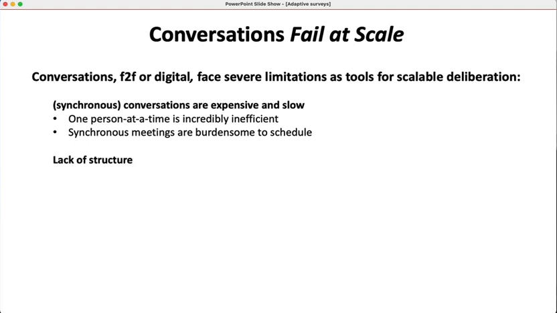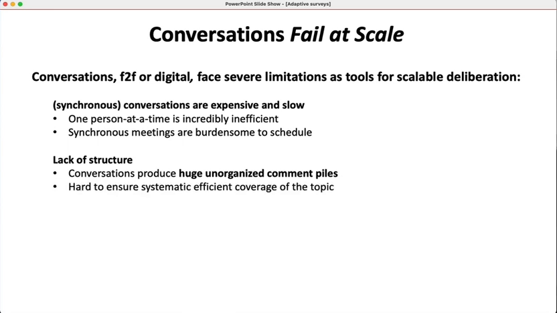Another important problem is the lack of structure that free conversations have. Conversations basically produce huge unorganized piles of comments from people. They're not organized typically by topic. Content on a given topic could appear scattered anywhere along the transcript. And this has two impacts. One is that it's hard to ensure that you're systematically and efficiently covering the decision that you're trying to make. It's hard to ensure that you've covered all the important questions, systematically reviewed the possible answers, comprehensively assessed those answers with respect to all the criteria.